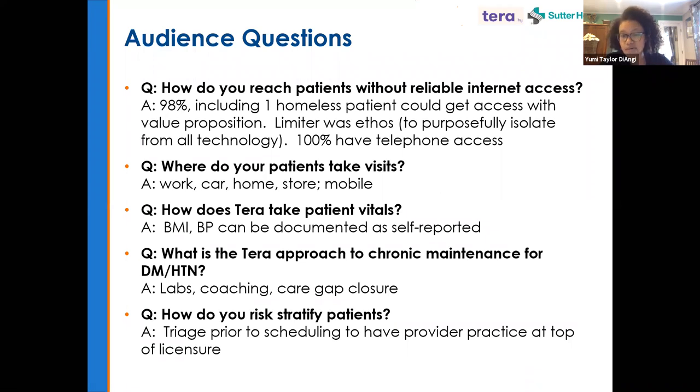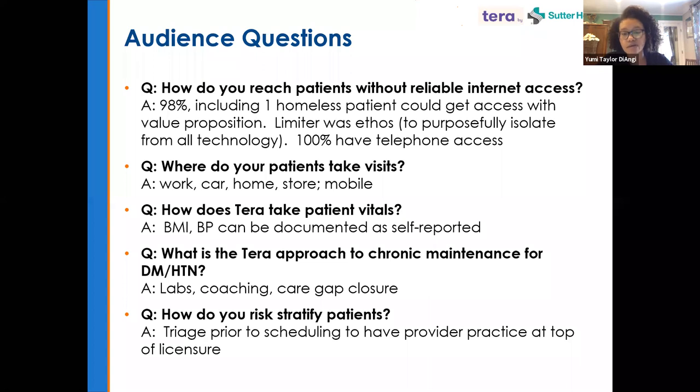When they're unstable or uncontrolled, we do very heavy outreach to them and utilize virtual tools to engage them. Again, the focus is all about engaging these patients for those behavior changes. How do you risk stratify patients? We do have an intake tool that helps us stratify patients so we can see across our panel our higher risk patients. So we manage them more like case management that way.